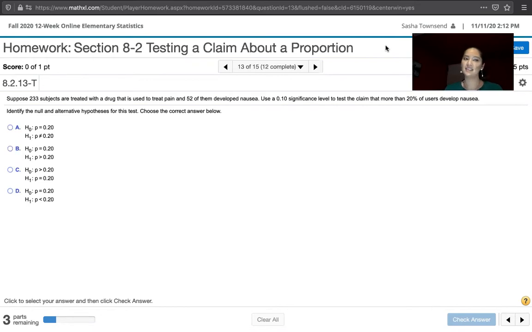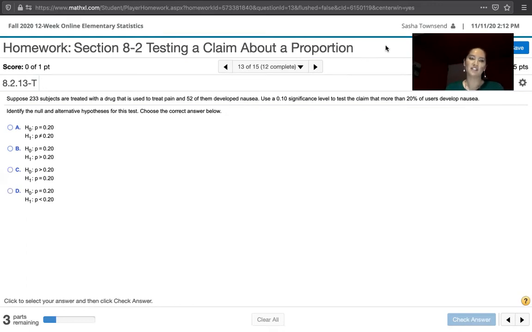Now notice that this time we are not asked to use a normal approximation to the binomial distribution, but we could use a normal approximation to the binomial distribution. And we have every reason to believe that this sample is a simple random sample. It is a binomial distribution. We've got a fixed number of trials, 233. Each patient either develops nausea or they don't. That is completely independent of whether any of the other patients develop nausea, so each trial is independent, and we have every reason to believe that the probability of success in one trial is the same from trial to trial.